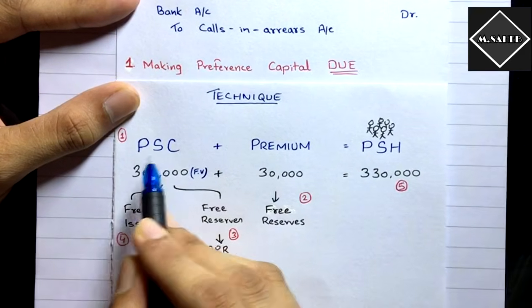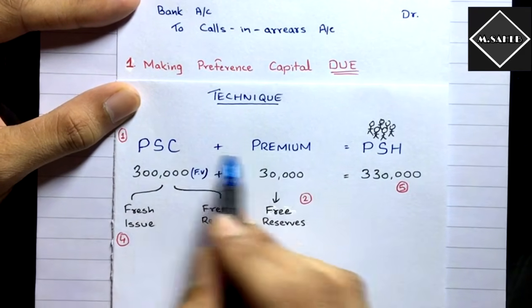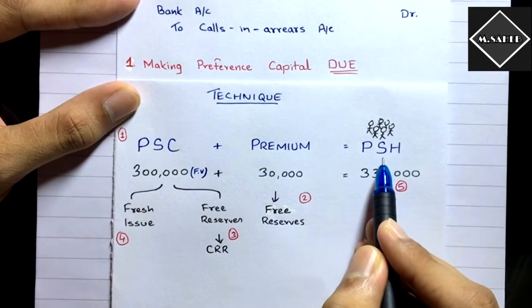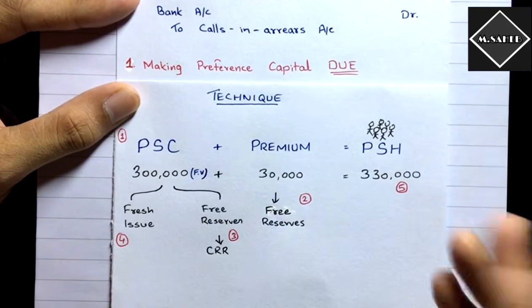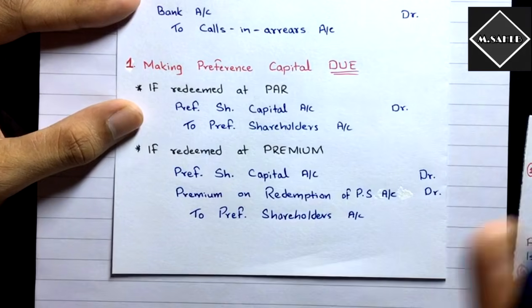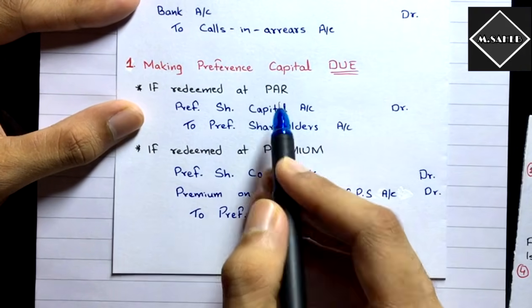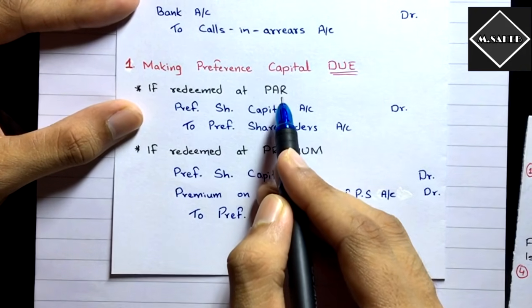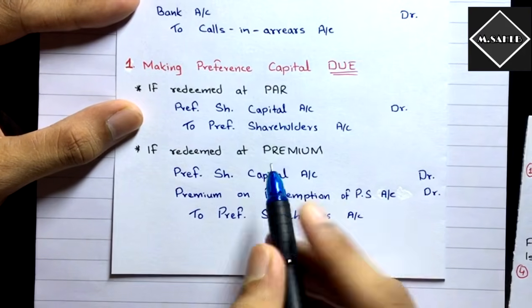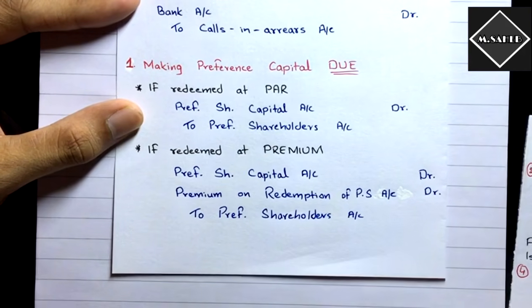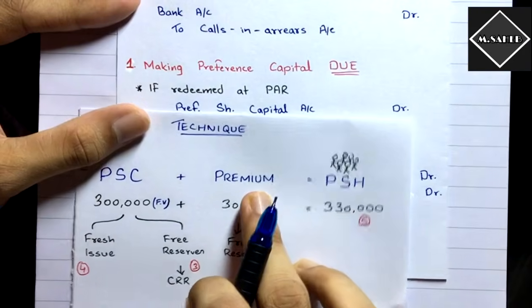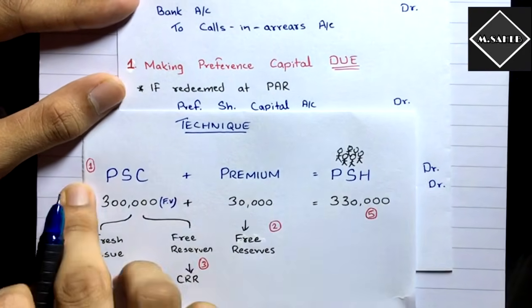Preference share capital, PSC, plus premium. These two things we are going to pay to whom? To preference shareholders, PSH, right? See, it's very simple. The redemption of preference shares can be at par. At par means we are just paying them the capital, that's it, and at premium means we are also paying them something extra. So this is the first entry, the due entry.